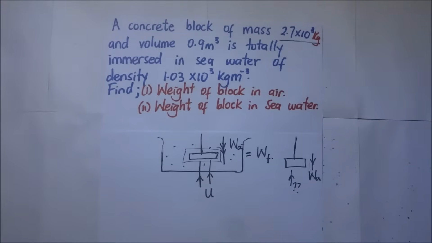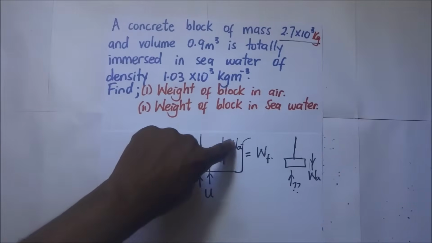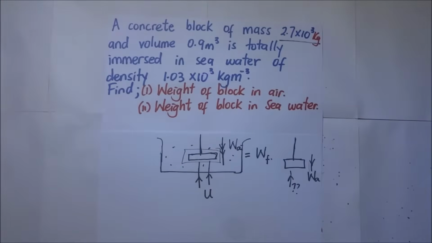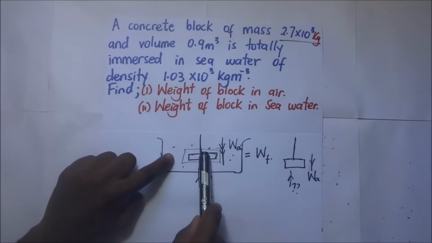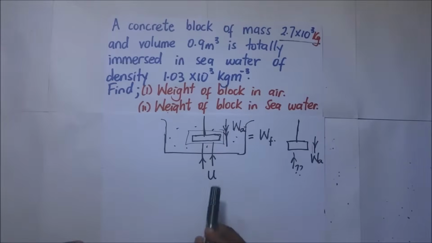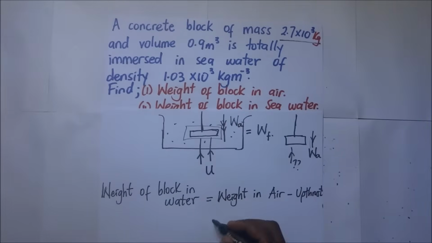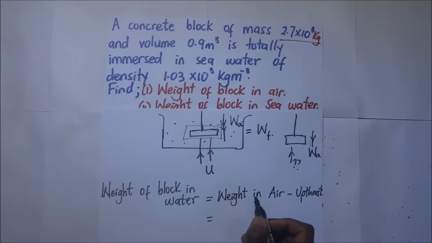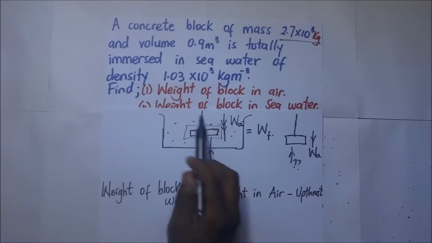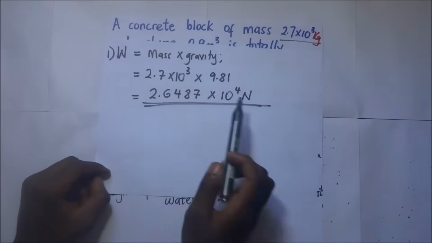Now that apparent loss in weight of the solid means that this weight, when it was in air, has been reduced to a new weight. That new weight is what we are calling the weight of the block when it is dipped in the seawater. So for us to get the weight of the block in water, we are going to say weight in air minus the upthrust. So what is our weight in air? We already got it in our previous calculation, Roman 1. Our weight in air, we got it as 2.6487 times 10 to the power 4.